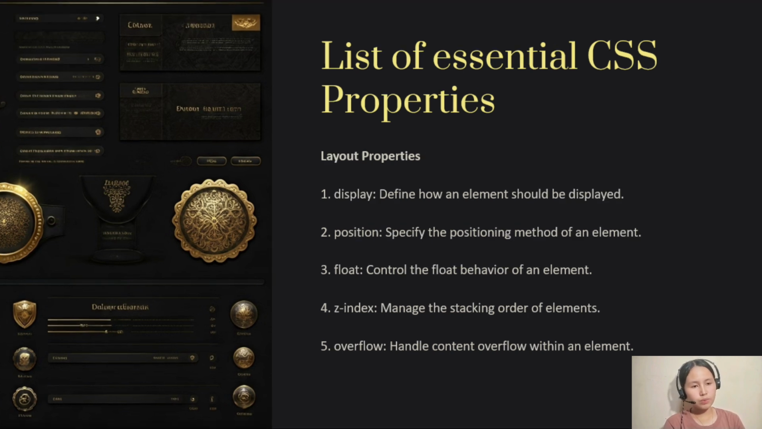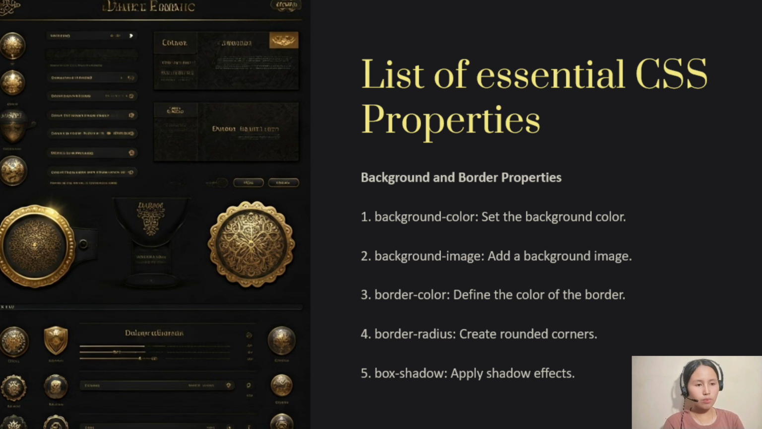Then the third is layout properties. It contains 5 properties. The first one is display, second is position, third is float, the fourth is z-index, which manages the stacking order of elements, and the fifth is overflow. And the fourth is background and border properties. It contains 5 background and border properties. The first one is background color.